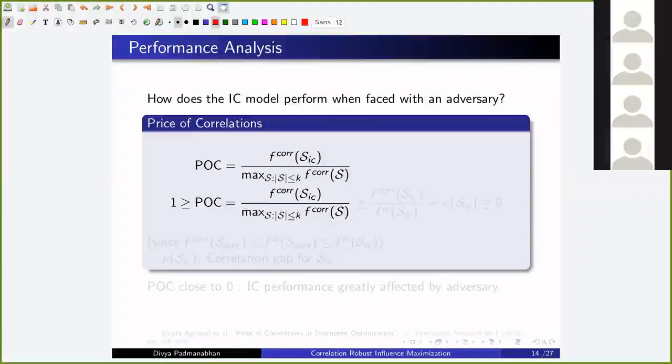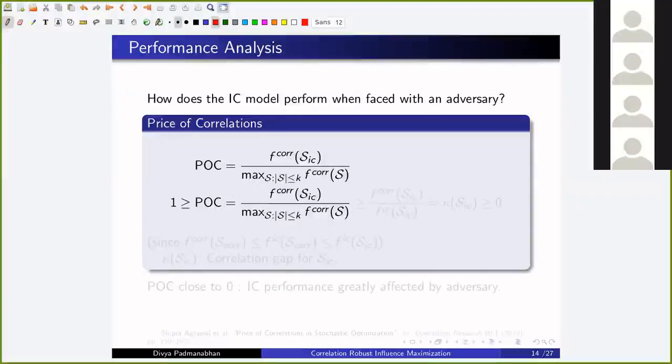Possible correlations that are going to happen. So in that sense, it's an adversarial diffusion process. So what we wanted to see is how does the IC model perform under such a process. To do that, we use this metric, the price of correlation metric.